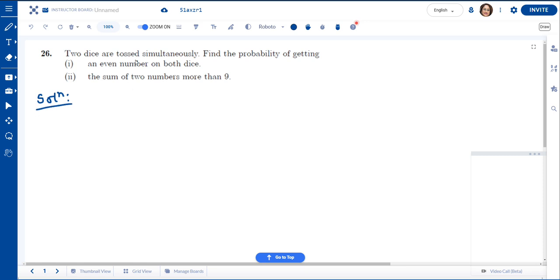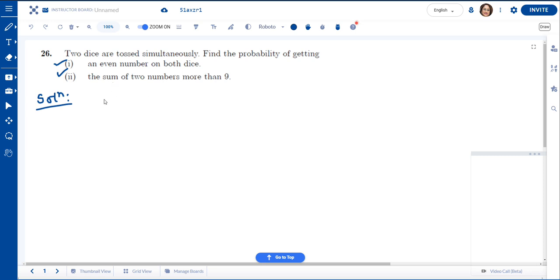Two dice are tossed simultaneously. Find the probability of getting an even number on both sides and the sum of two numbers more than 9. So let us first solve part 1, then we are going to solve part 2. What is given in the first statement? Two dice are tossed simultaneously. We know that a dice has 6 numbers, from 1 to 6.